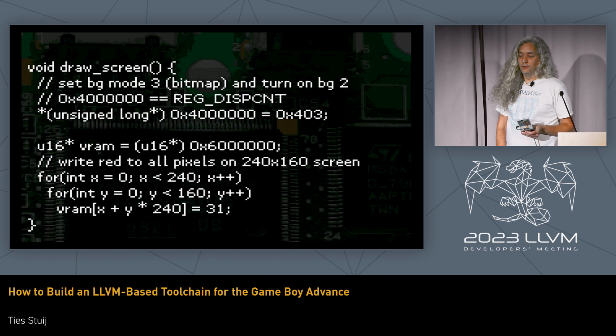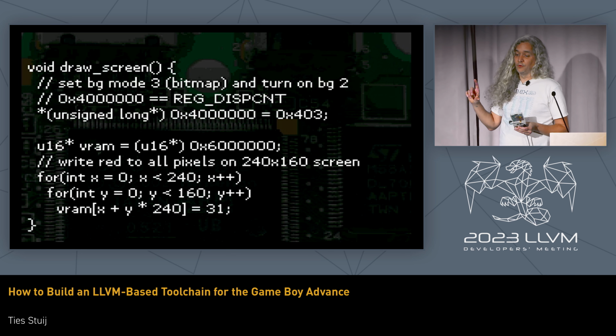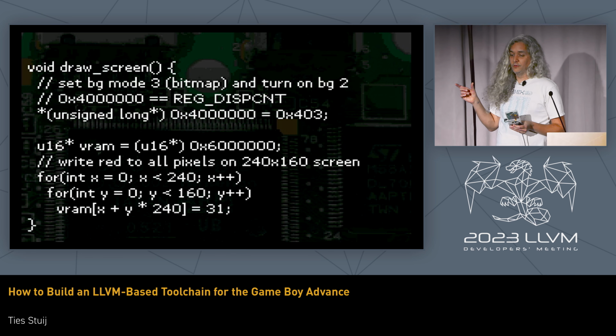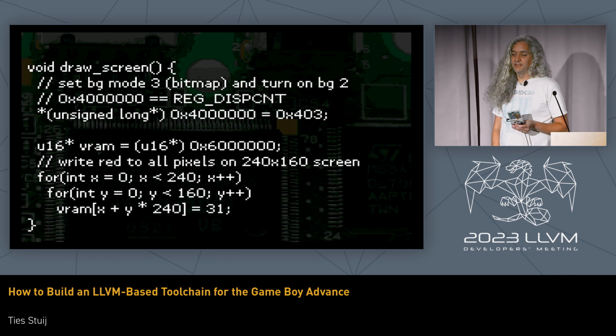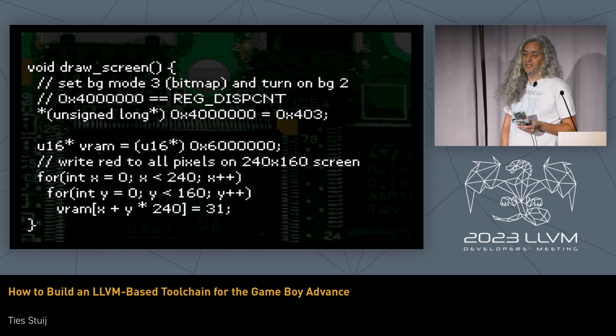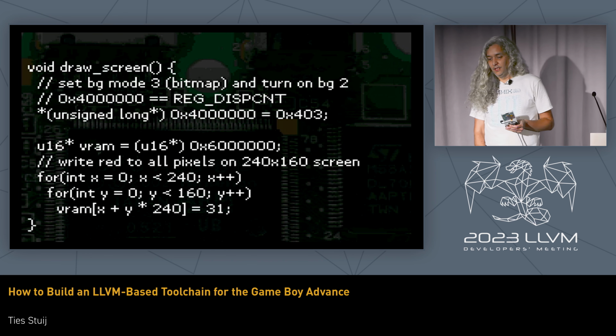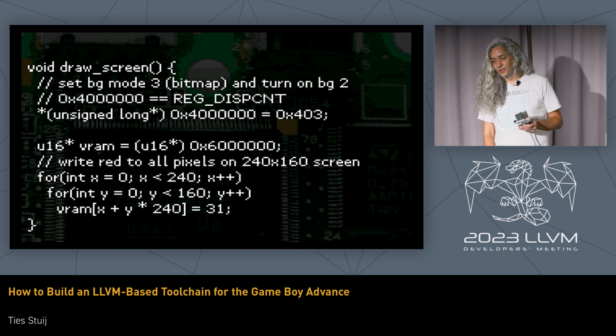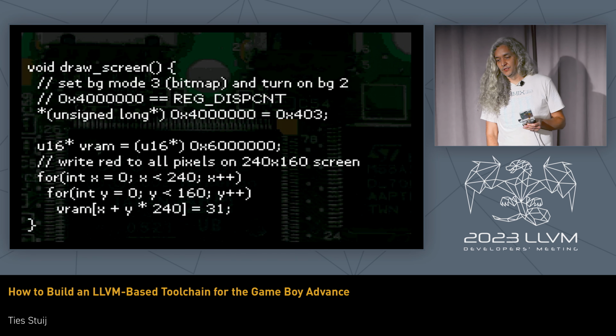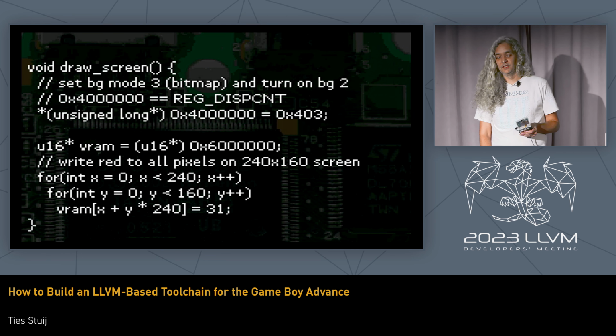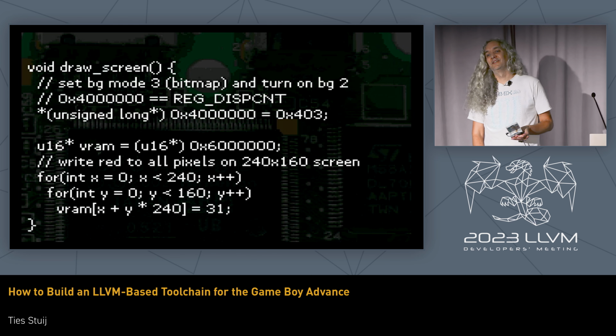And then there's something called VRAM, which is video RAM, which you manipulate, and video RAM does different things depending on what kind of mode you're in. For this mode, it basically uses it as a half-word array in which you can poke colors, and that's what you're doing here. So here we're just looping over VRAM, and we're chucking in colors, and it paints the screen 31, which is red.